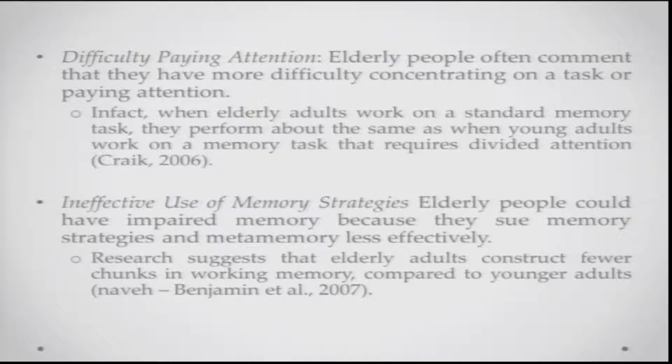Ineffective use of memory strategies. I was referring to using memory strategies to boost your memory performance earlier. Now, elderly people could have impaired memory because they use memory strategies and meta memory less effectively. I'll talk about meta memory in more detail in just a bit. Research suggests that elderly adults construct fewer chunks in working memory as compared to younger adults. This could be just one piece of corroborating evidence that they are not really using memory strategies properly.